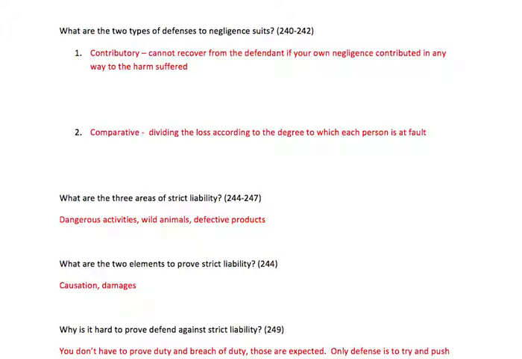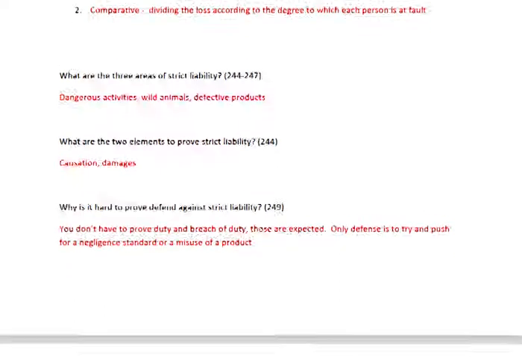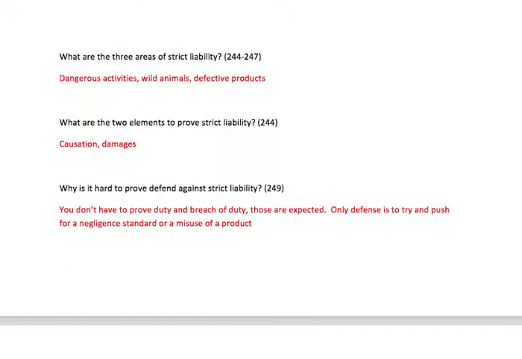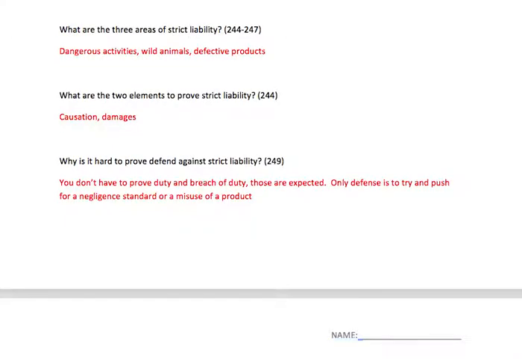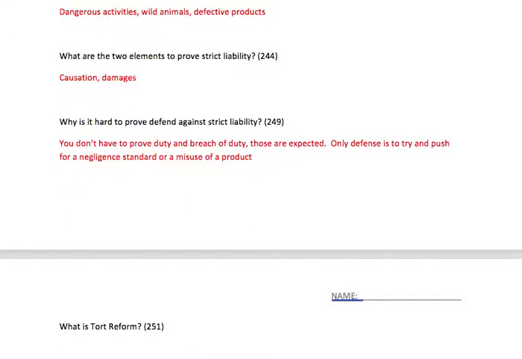The two types of defenses to negligence suits: contributory, so you can say that the plaintiff also contributed because of their own negligence, so that resulted in the harm. Or comparative, then you can divide the loss according to how much fault the defendant had and how much fault the plaintiff had. Three areas of strict liability are dangerous activities, wild animals, defective products. The two elements to prove strict liability are only causation and damages.